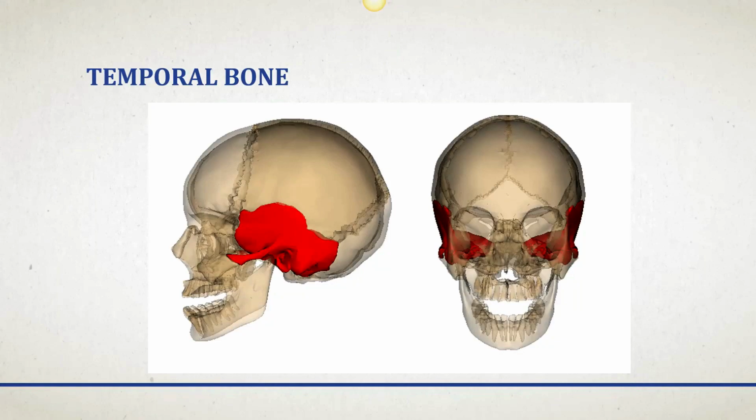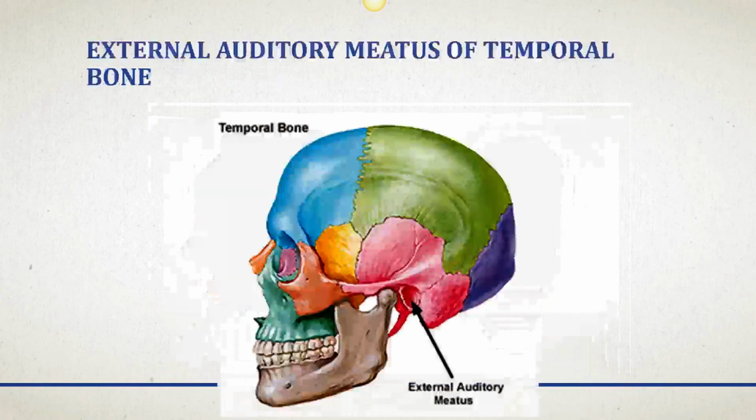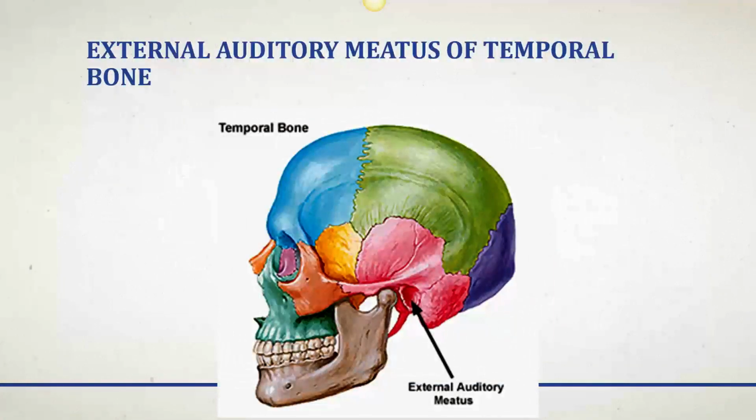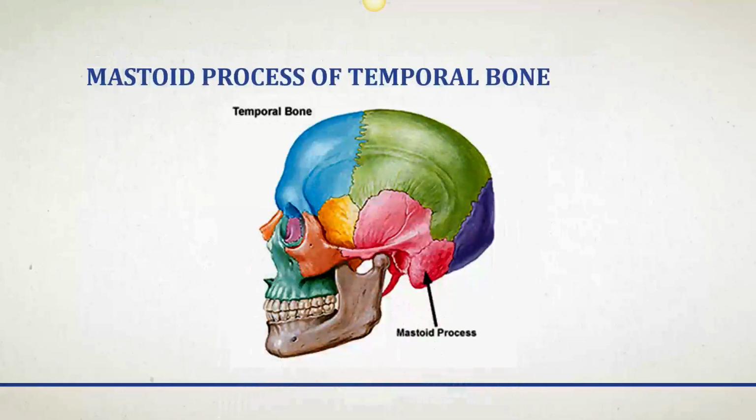Temporal bones are on the sides of the skull, so you have a left and right temporal bone. Some specific parts of the temporal bone: this indentation here is known as the external auditory meatus. That's your ear canal. The mastoid process sticks down here. That serves as a major point of muscle attachment for head rotation. So that's the mastoid process.